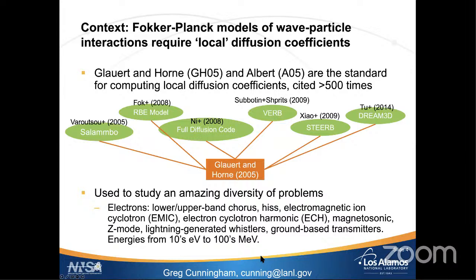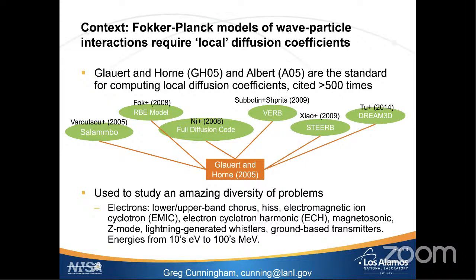So the standard reference that people turn to nowadays for calculating local diffusion coefficients are the 2005 papers from Glauert and Horne and Albert. These two papers have been cited more than 500 times and are used at the heart of many independent modeling tools that have been developed over the years, including the code I just showed you results from, DREAM3D, but also VERB, STEERB, the Full Diffusion Code, the Radiation Belt Environment model, and SLOMBO.